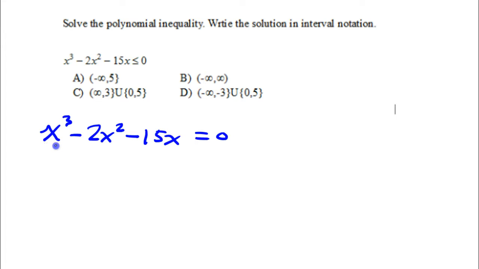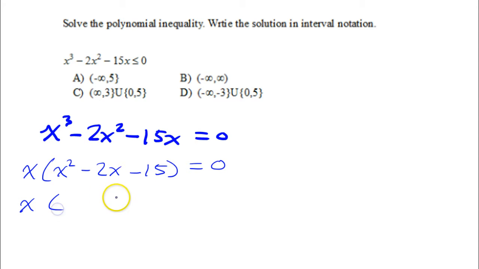So I'm noticing that I have x's in every term. That means there is a common factor of x. So the first step of factoring is always to factor out any common factors. So I will take that x and pull it out front. So that will leave x squared minus 2x minus 15 equals 0. Now I will try to factor this further. So I will keep my x out here and I will try to factor this.